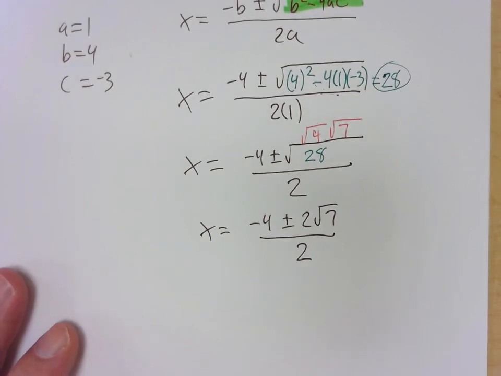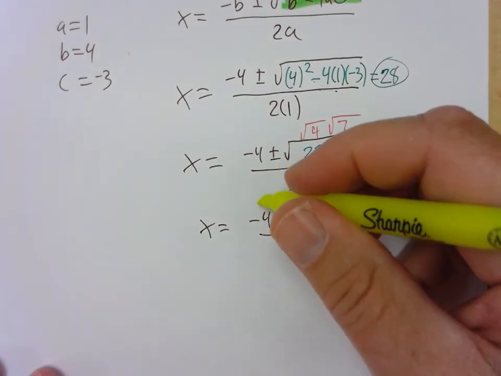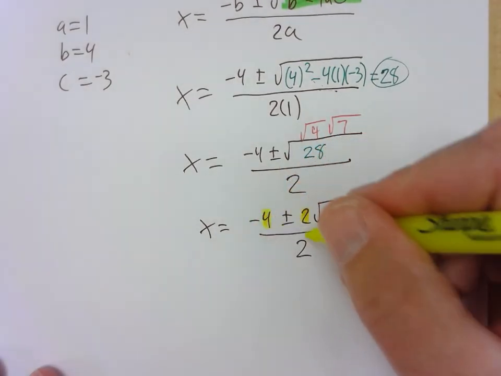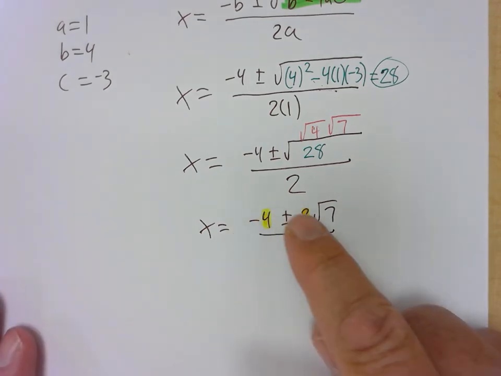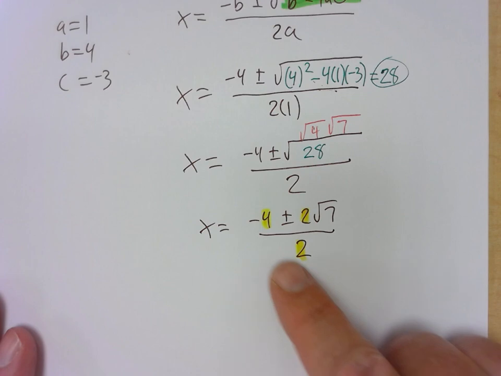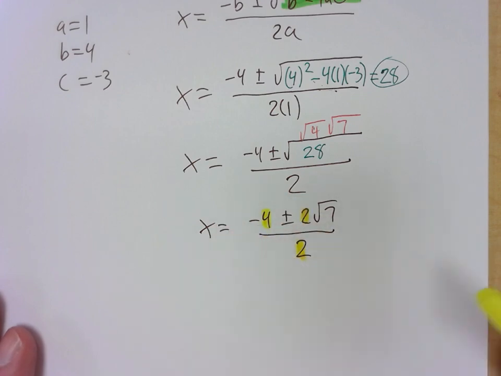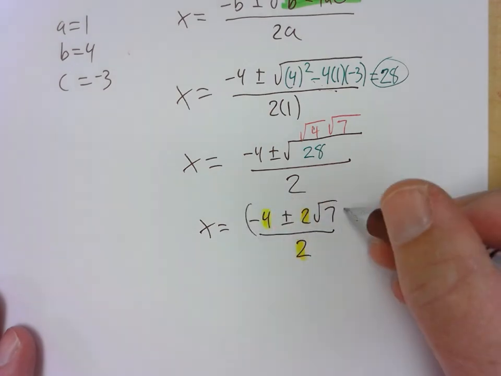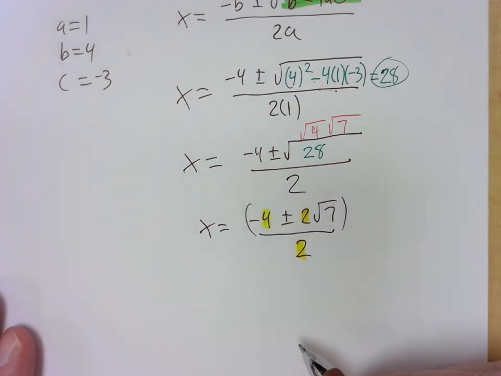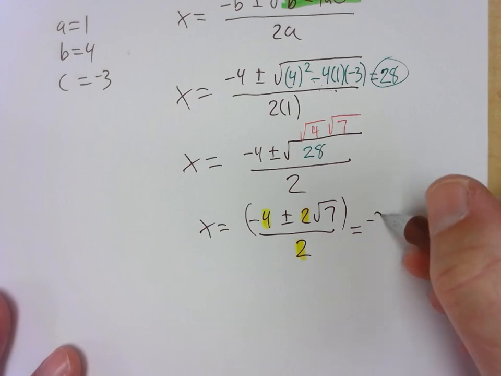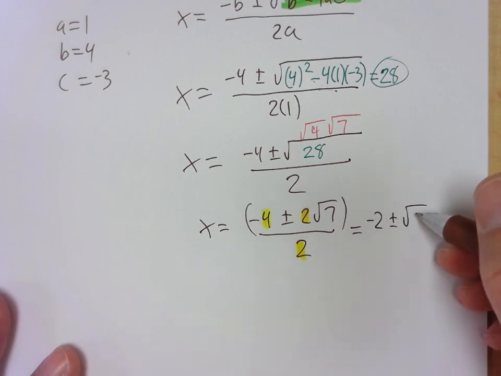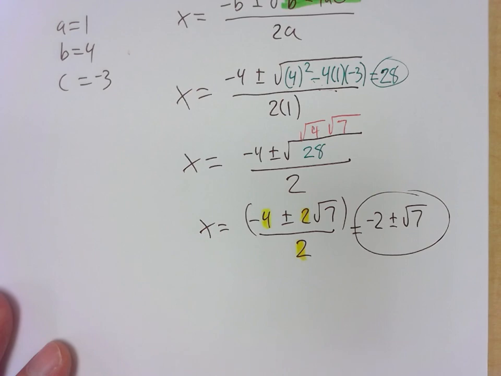Now I notice that this part right here is even, this is even, and that's even. So when all of these are even, or all of them are multiples of 3 or 5 or whatever, you can divide. So I can divide 2 into each one of these. I'm distributing the division, dividing 2 into here, dividing 2 into there. So my final answer is negative 2 plus or minus square root of 7. And that's what x is.